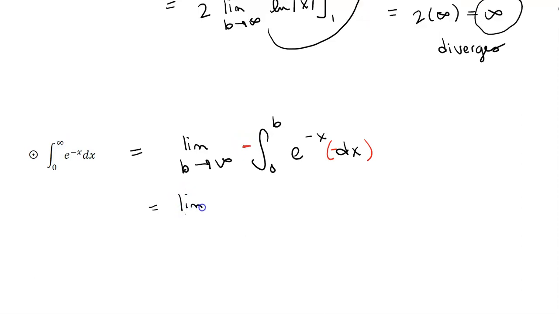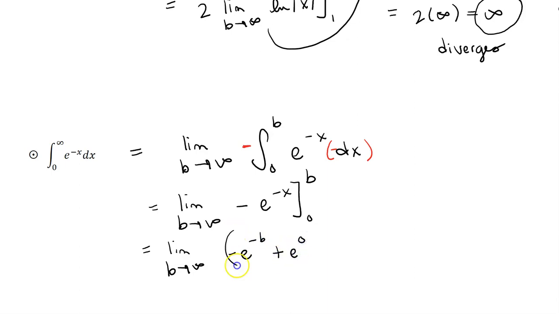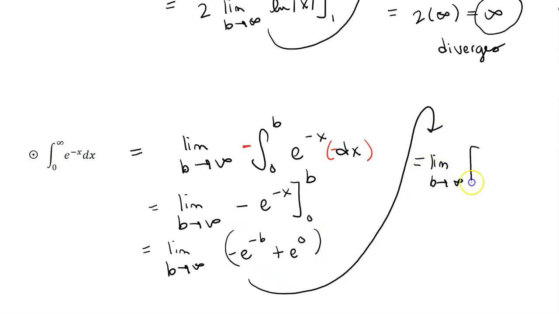Okay, so we'll have the limit as b approaches infinity of negative e to the negative x from x equals 0 to x equals b, which will be the limit as b approaches infinity of negative e to the negative b minus a negative e to the 0. And that is the limit as b approaches infinity of 1 minus 1 over e to the b power.